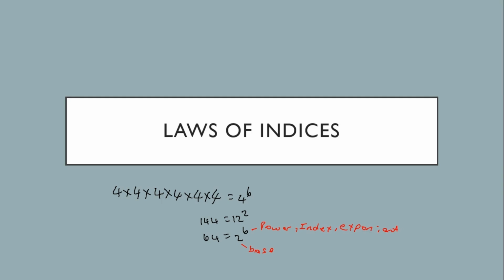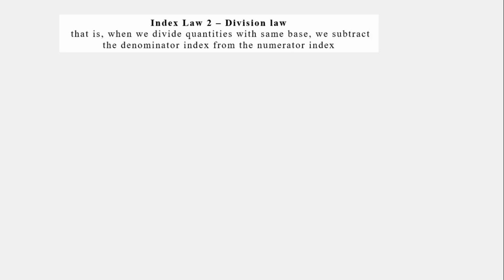So we shall move on to our second law, which is the law of division. That is when we divide quantities with the same base, we subtract the denominator index from the numerator index. The general formula says a to the m divided by a to the n is equal to a to the m minus n.